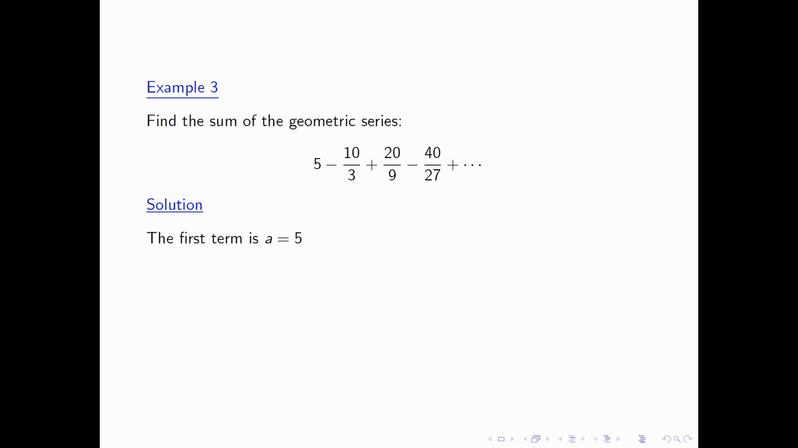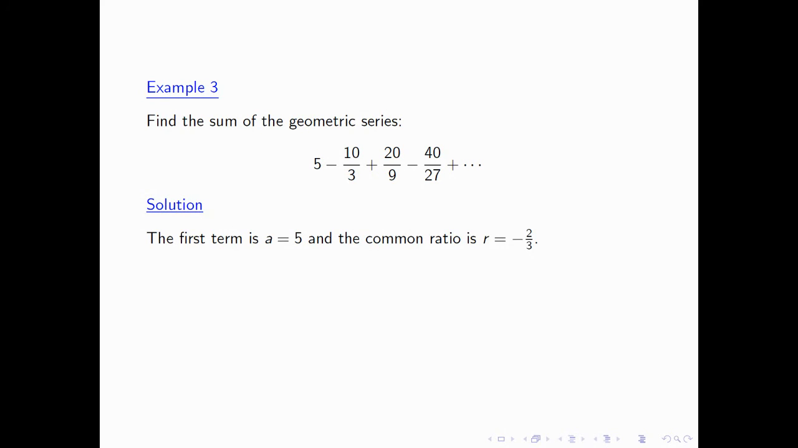So the first term is 5. That's clear. Notice that the example tells us that it's a geometric series, and so we don't have to first convince ourselves that it is. The first term is a equals 5. The common ratio is minus 2 divided by 3. We see that because to go from the first term to the second term, we multiply the 5 by minus 2 over 3 and we get minus 10 over 3. And then to go from the second to the third, we multiply by the same number, and so on.